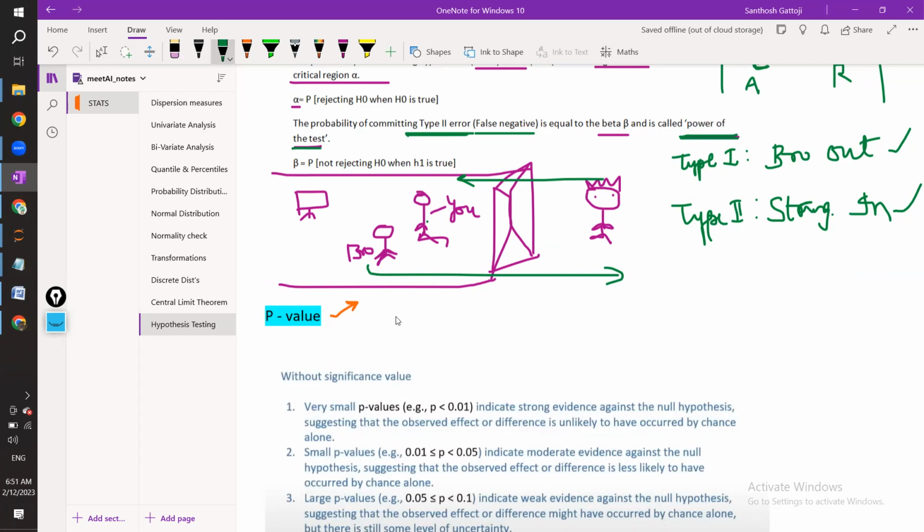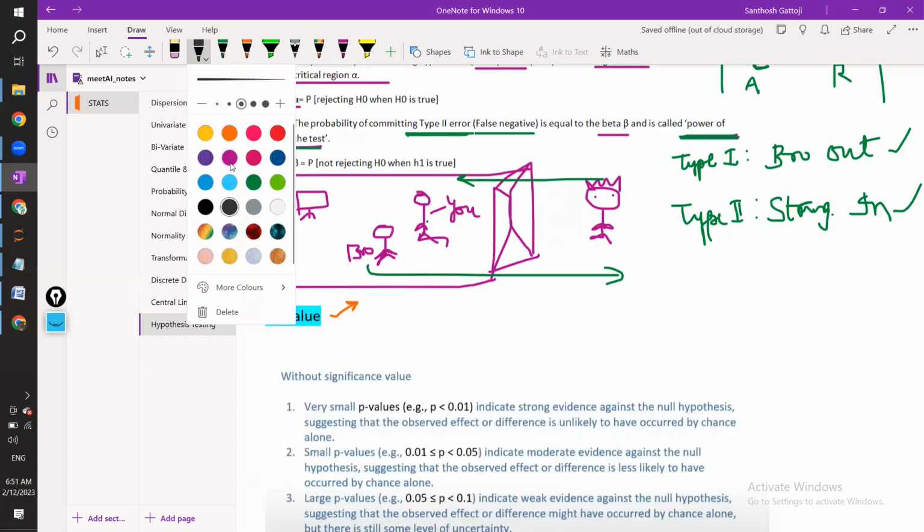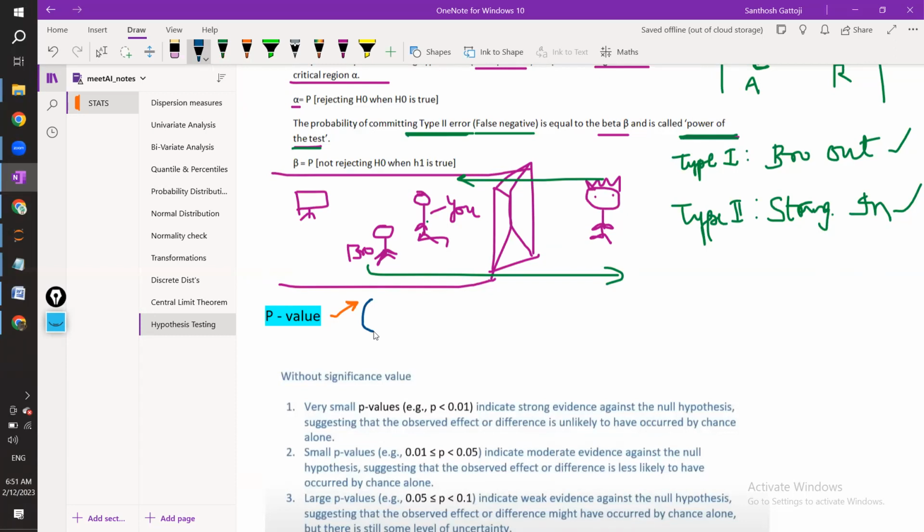But fundamentally you need to remember, the p-value is nothing but the probability of the null hypothesis being true. Okay, the probability of the null hypothesis being true. So the p-value single-line definition, you can take it as the probability of the null hypothesis being true. So that is what the p-value is.